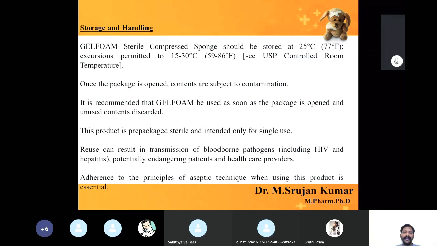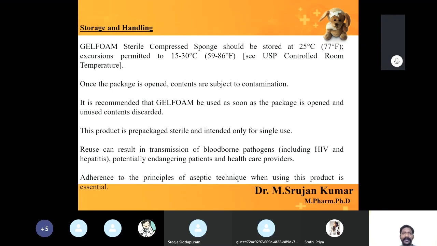Once the package is opened, contents are subject to contamination. When you open the package, immediately the airborne contaminants that are present in the atmosphere will start attacking your gel foam. It is recommended that gel foam be used as soon as the package is opened and unused contents discarded. So when you open this particular container, immediately you use the contents, like your gel foam packet, and if there is any unused gel foam which you cannot use instantly, the remaining should be discarded.